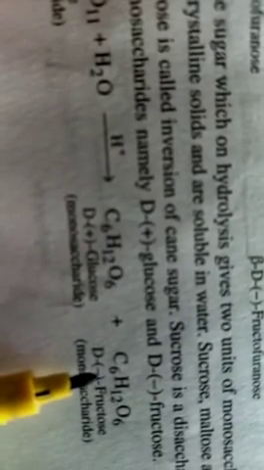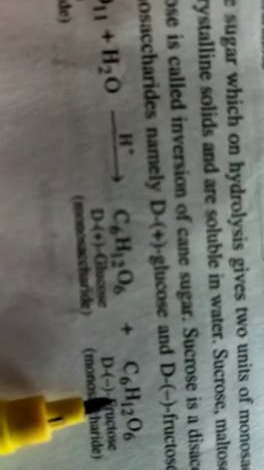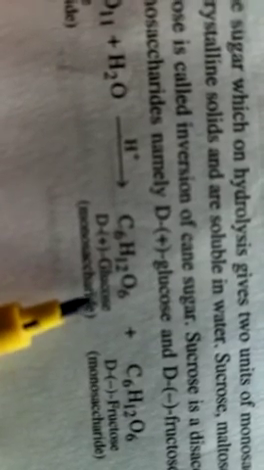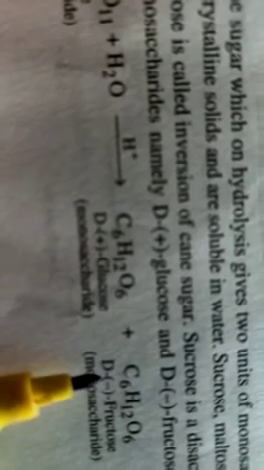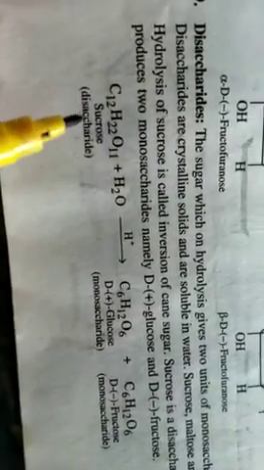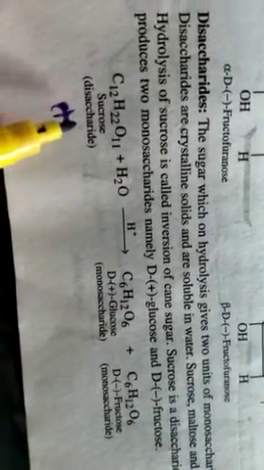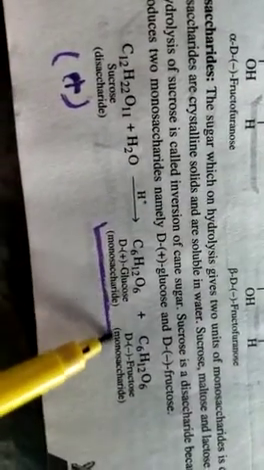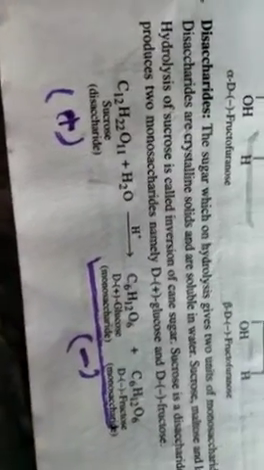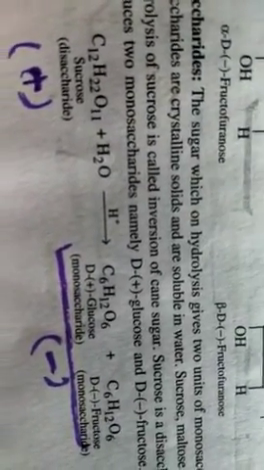Glucose is dextrorotatory, but fructose is levorotatory. The levorotation of fructose is more than the dextrorotation of glucose. Therefore, the net rotation is levo, or the net rotation is negative. And overall we can say that a dextrorotatory compound changes to a levorotatory compound. So this is called invert sugar.